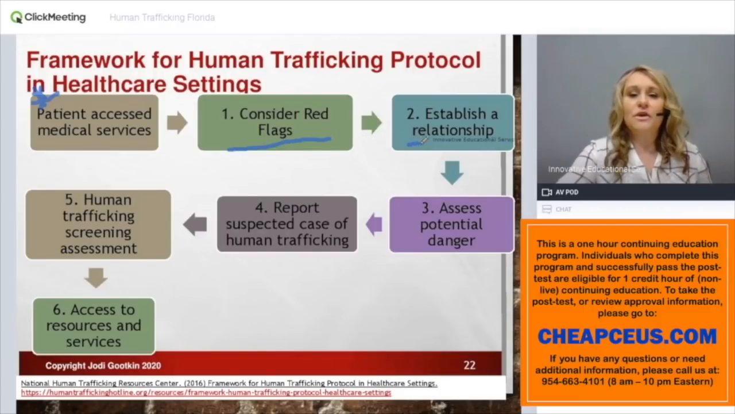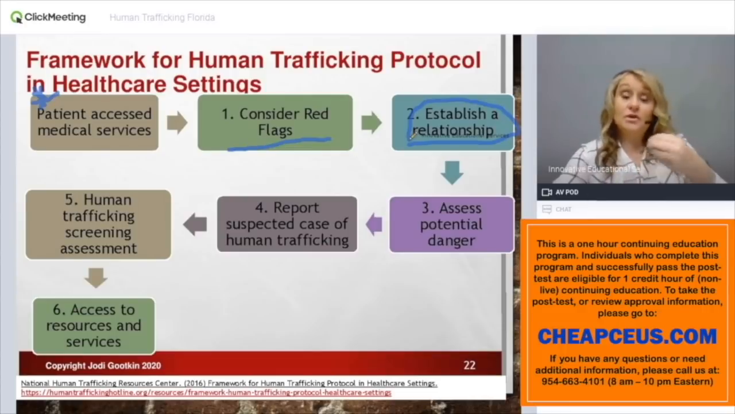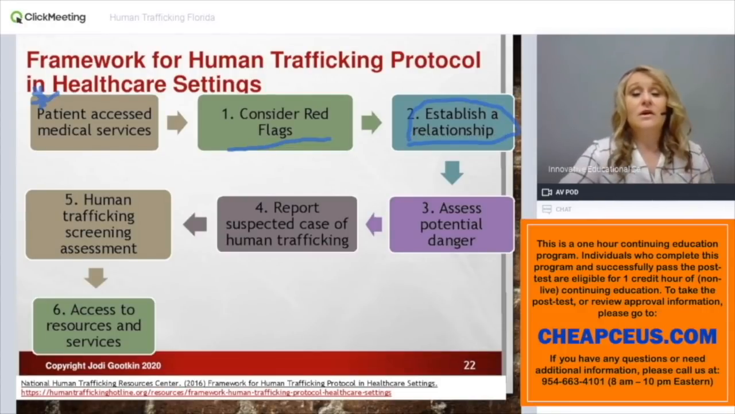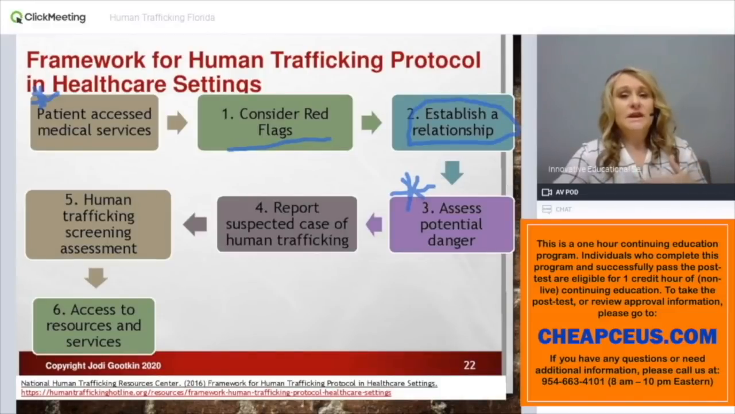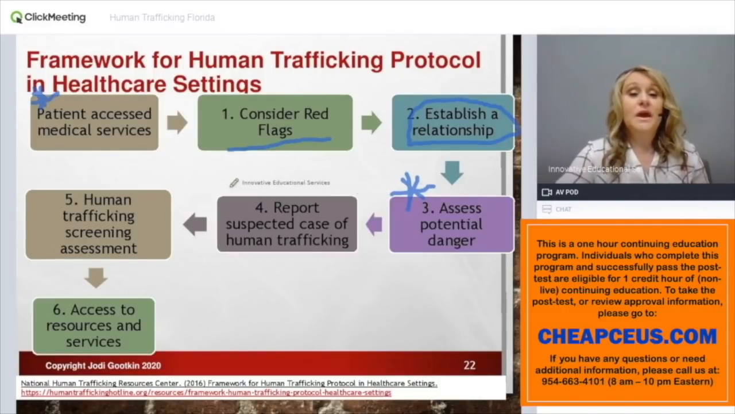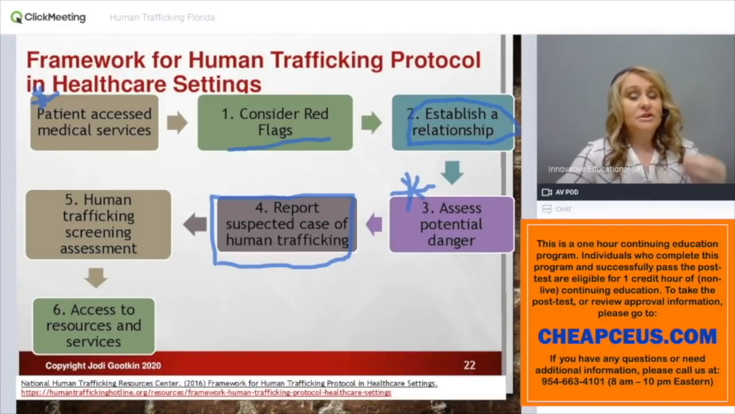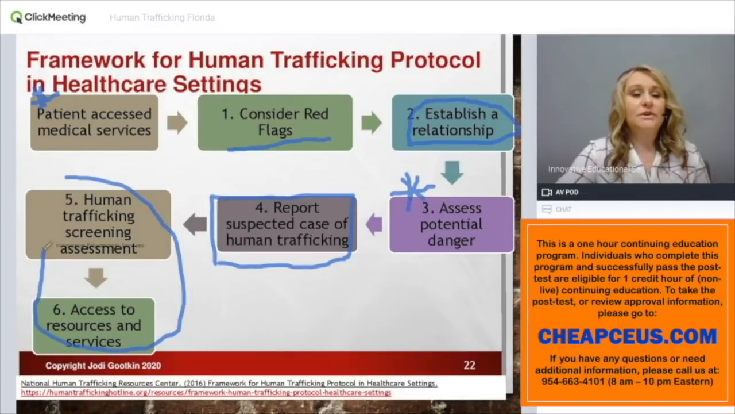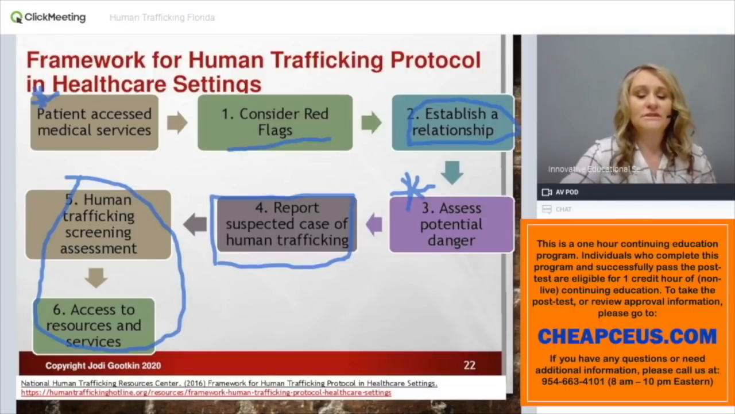We're going to develop an appropriate relationship with the individual, so maybe they will share with us if they are in a trafficking situation. We're always going to be aware of assessing potential danger, to remain safe for ourselves as healthcare providers, the other patients and staff members in the setting, as well as the victim. We'll review the specific procedures on how to report cases of human trafficking. And then in terms of screening to confirm that and access to resources, we'll discuss the agencies that are going to assist with that portion of the process.